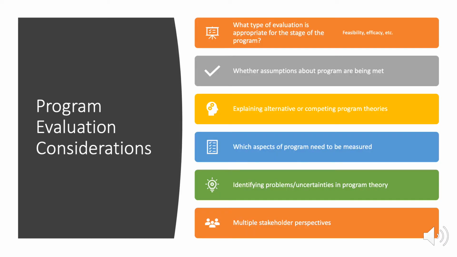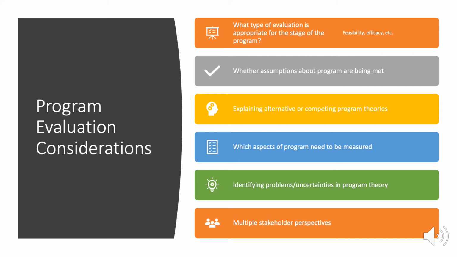So shifting gears into program evaluation, there are some different things that you want to be thinking about when you're talking about evaluation of a program. First of all is, what stage is the program in? What kind of evaluation are you doing? Is it a feasibility study? Is it to see whether the program's effective? Are you going to assess whether your assumptions are being met, both program and non-program factors? Are you trying to explain your program theory or understand if there's an alternative theory working?